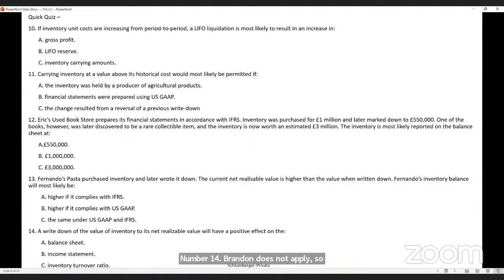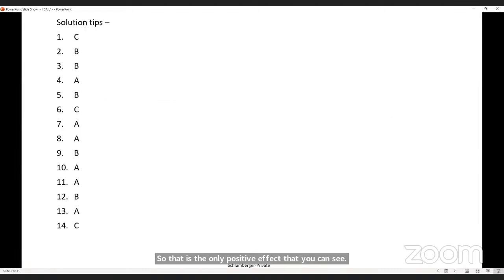Number 14, Brandon is saying it does not apply. So they say a write-down of the value of inventory. See, if you write down your inventory in your balance sheet, what happens to your asset? Your asset is going to drop. So that means that it will have a negative impact. If you write down your inventory in your income statement, it's going to be a hit because you are going to debit P&L and credit your provisions account, right? So those are negative. But because of the write-down, your inventory turnover ratio will improve. So that is the only positive effect that you can see from an inventory write-down. All right, so that's that.